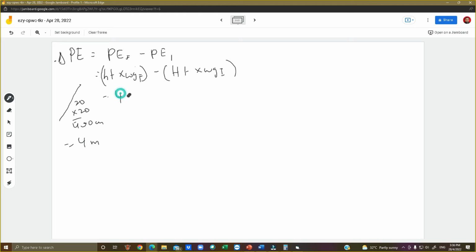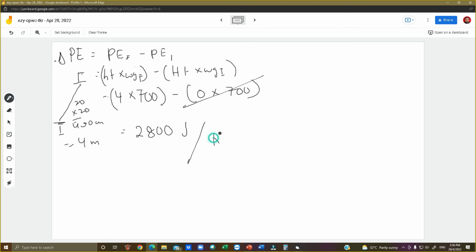Okay, so 4 kali dengan weight dia berapa? 700. Tolak. Height mula dia berapa? Ni height habis, final. Height mula dia berapa? Dekat bawah. Zero. Kosong lah. Weight dia 700. So automatically kita dah boleh slash. So the change of potential energy is 2800 joules ataupun Newton meter.